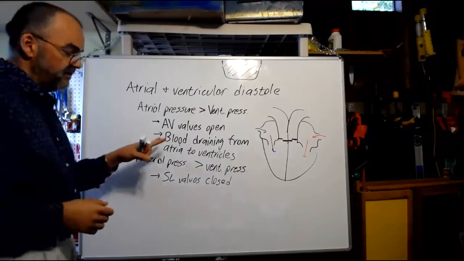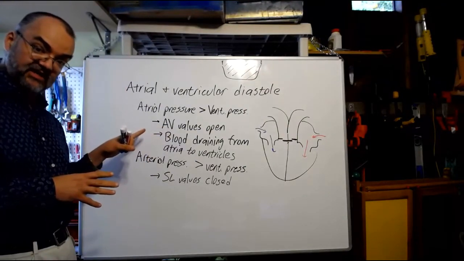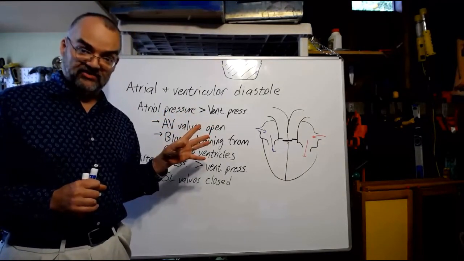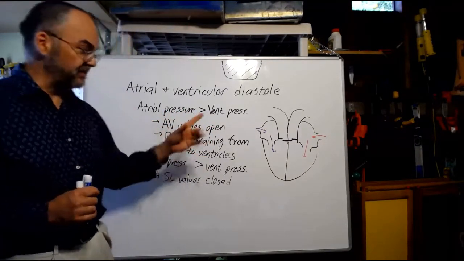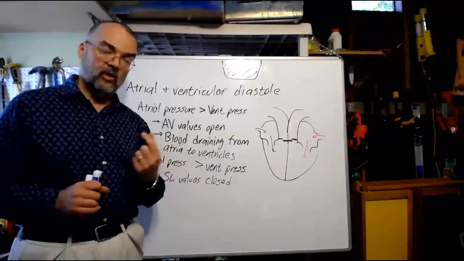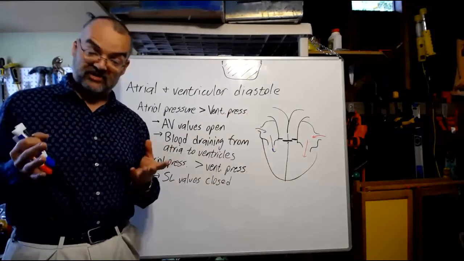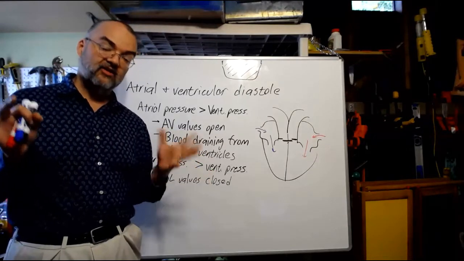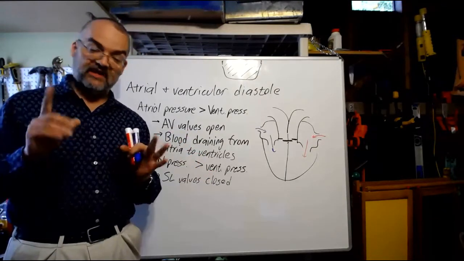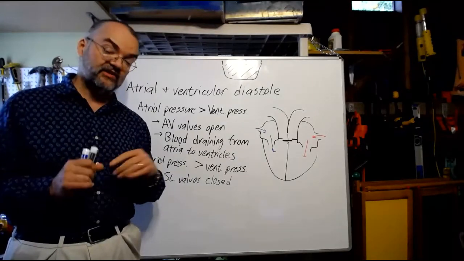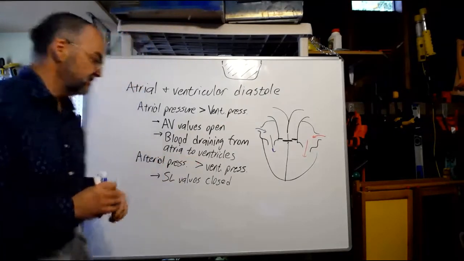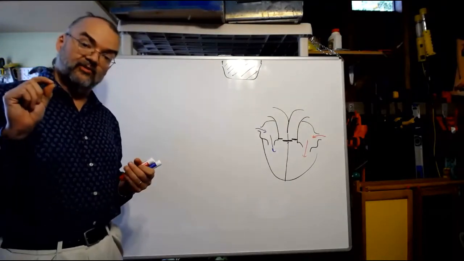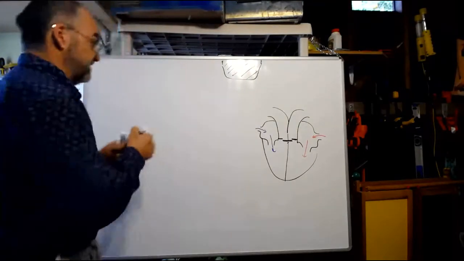Now, this situation is going to continue until the heartbeat actually starts. So the next thing that's going to happen is that the SA node up here in the wall of the right atrium is going to fire off an action potential, which is going to start spreading through the atria, causing them to twitch. That's going to raise atrial pressure, and that's going to lead us into our next phase. So let's erase this and go to the next phase, which is atrial systole.